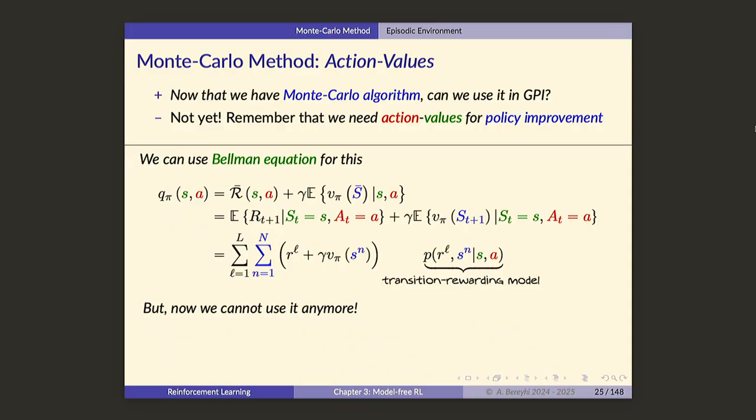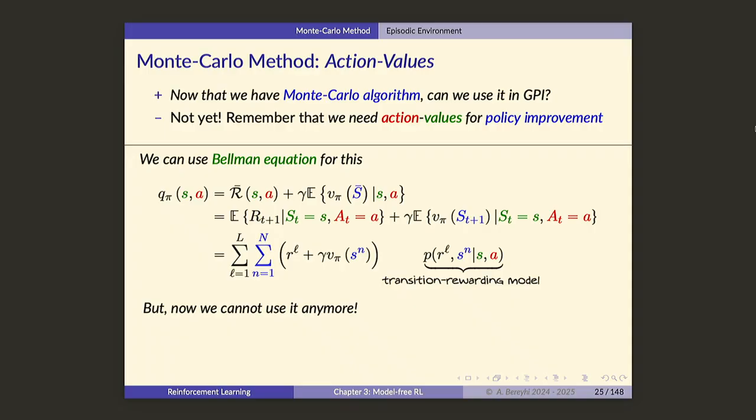So this is still the same problem. Any idea how I can resolve this? Can I use Monte-Carlo directly? I can use Monte-Carlo directly to estimate the action value, right? I don't estimate the value function, just the action value function, right? And for that one, again, I can do it, right?